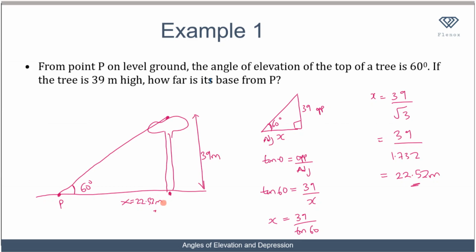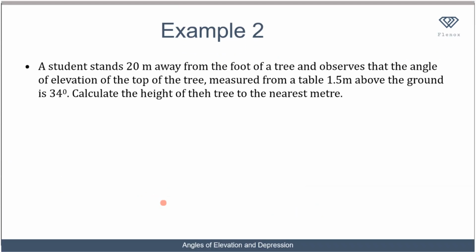Now let's look at another example. In this example, we are told that a student stands 20 meters away from the foot of a tree and observes that the angle of elevation of the top of the tree, measured from a table 1.5 meters above the ground, is 34 degrees. Calculate the height of the tree to the nearest meter. This is a typo. This is supposed to be D.